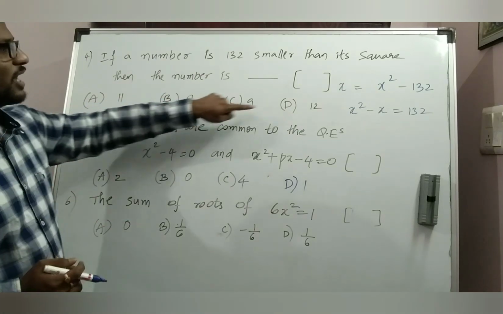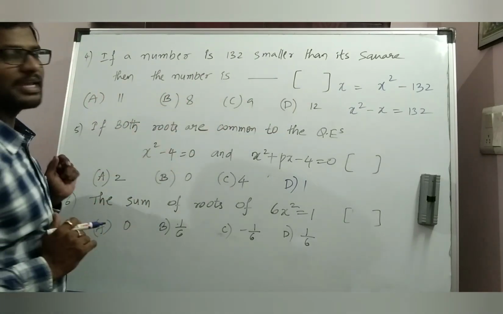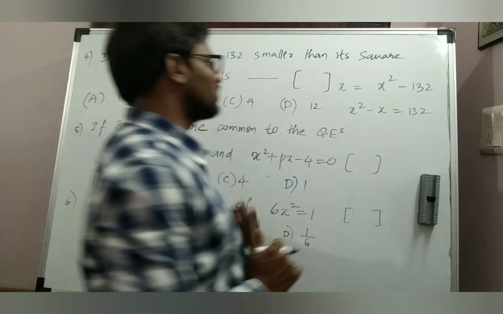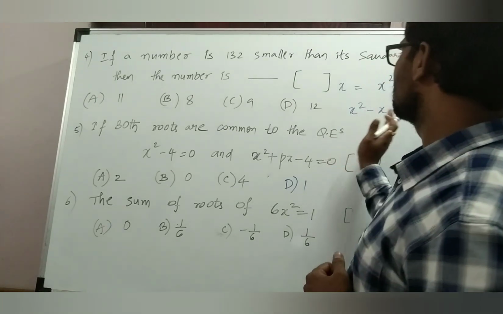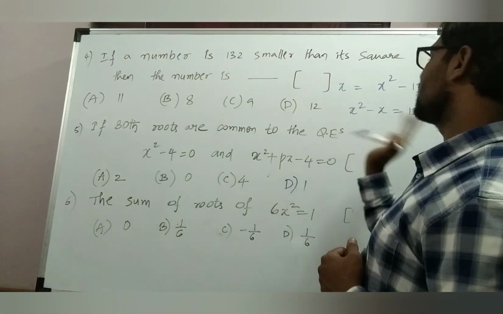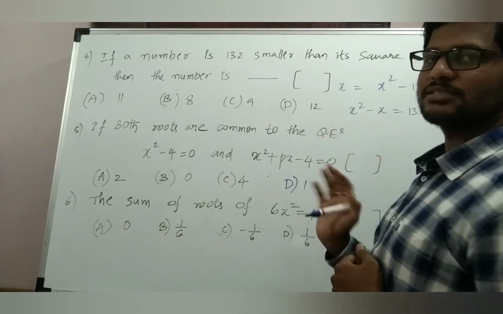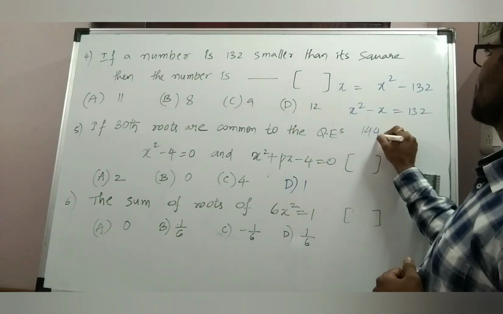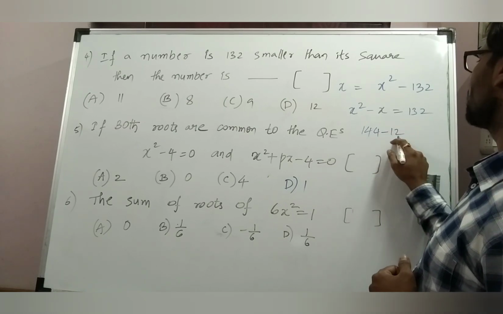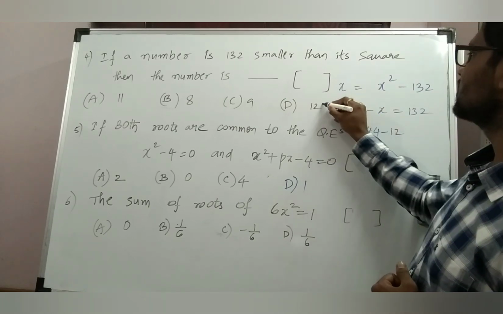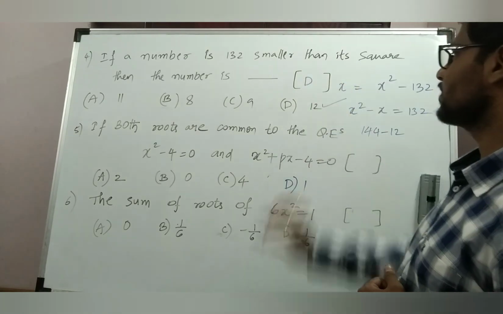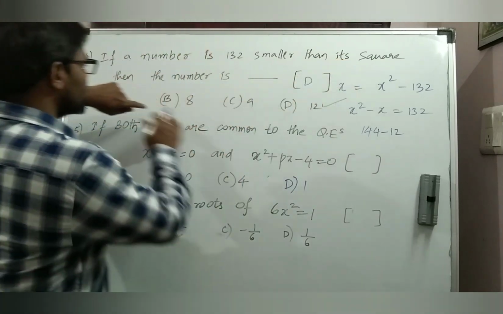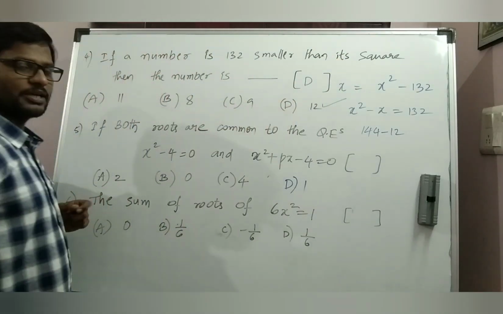If you substitute these values, which option is satisfying that equation? 11 square minus 11, 121 minus 11, is not equal to 132. Next, 8 square minus 8, no. 9 square, 81 minus 9, no. 12 square minus 12, 12 square is 144 minus 12, 144 minus 12 is 132. So option D satisfies the equation. Okay. So first write the equation, frame the equation. Next, substitute these options.